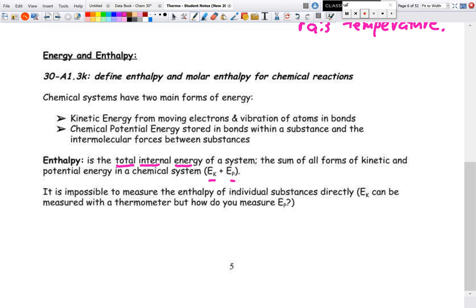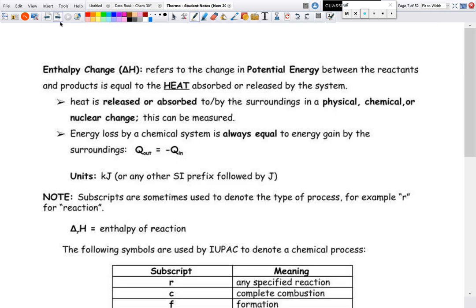So if we're able to calculate the sum of all the kinetic and the potential, we would then classify that as enthalpy. Now, sadly, it is impossible to measure enthalpy of individual substances because we can't really calculate the kinetic energy of molecules. You can with a thermometer, I'm sure, but that's just the average. But how do we actually stick a probe and measure the energy inside chemical bonds? Which we can't. There's just no way for it. So we need to find a different way to calculate that.